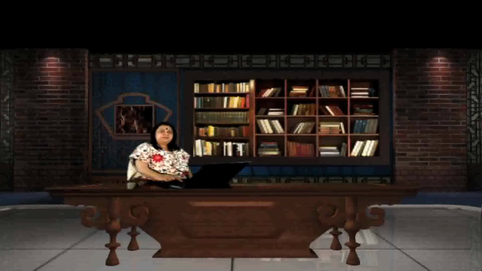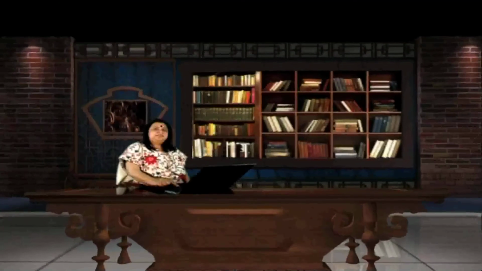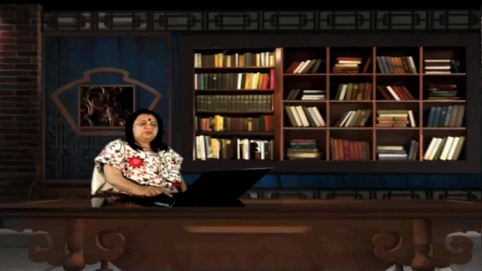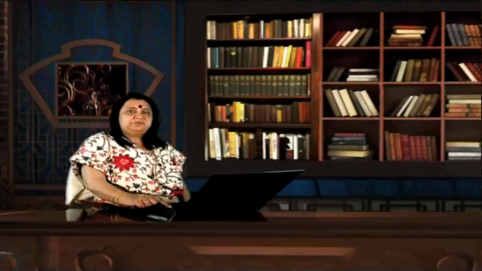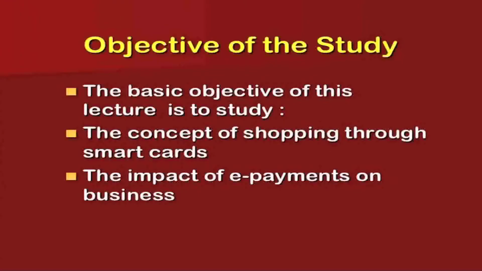Today we are going to study retail management. In this we will cover unit 2. The topic is transactions through smart cards and e-payments. Now let's study the objective of this lecture. The basic objective of this lecture is to do an analysis of the concept of shopping through smart cards and to study the impact of e-payments on business.